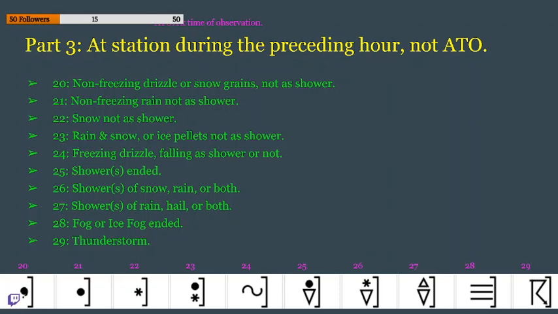24 is as a shower or not, freezing drizzle. 25 indicates that showers have ended. 26 indicates that showers of rain, snow, or both have ended. 27 indicates that showers of rain, hail, or both have ended. 28 indicates that fog or ice fog has ended. And 29 indicates that a thunderstorm has ended. Right?